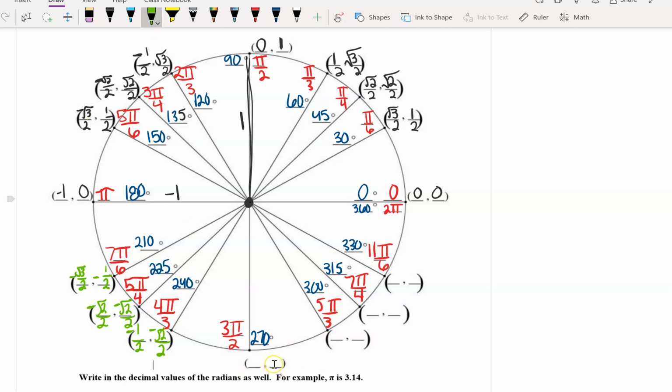To find this point straight down, the x coordinate is going to be 0, because we went left to right, 0. And it'll be -1, because we had to go down to get to the y coordinate. Alright, and then just reflect all of these green points into quadrant 4. But in quadrant 4, the x will be positive and the y will be negative, because we're going down, but we are going to the right.